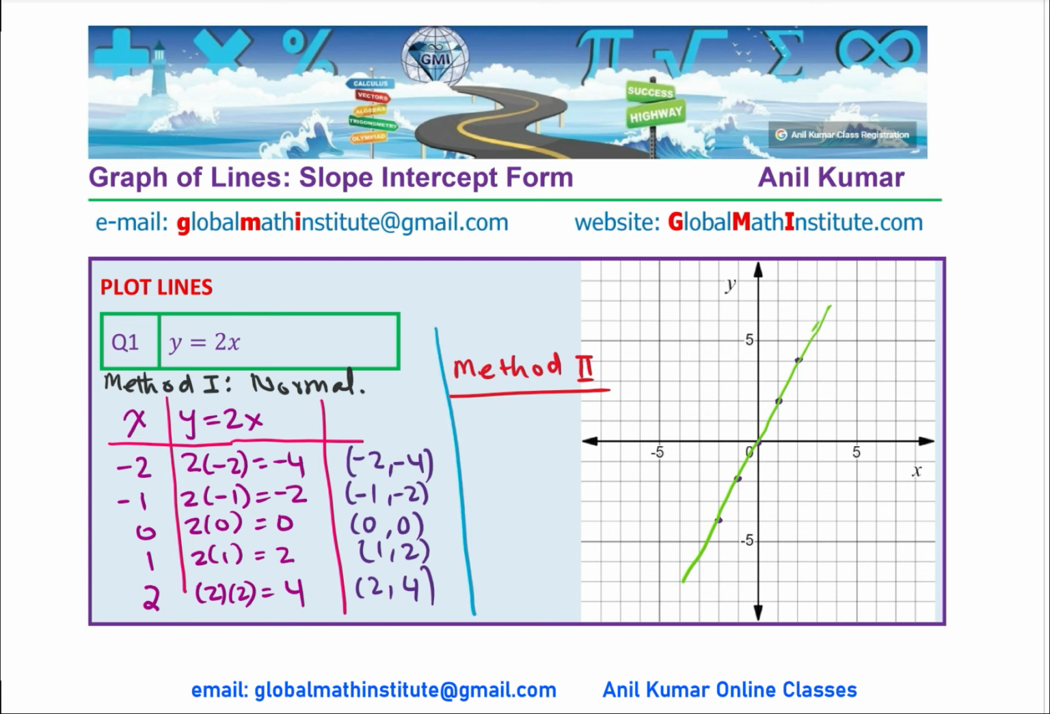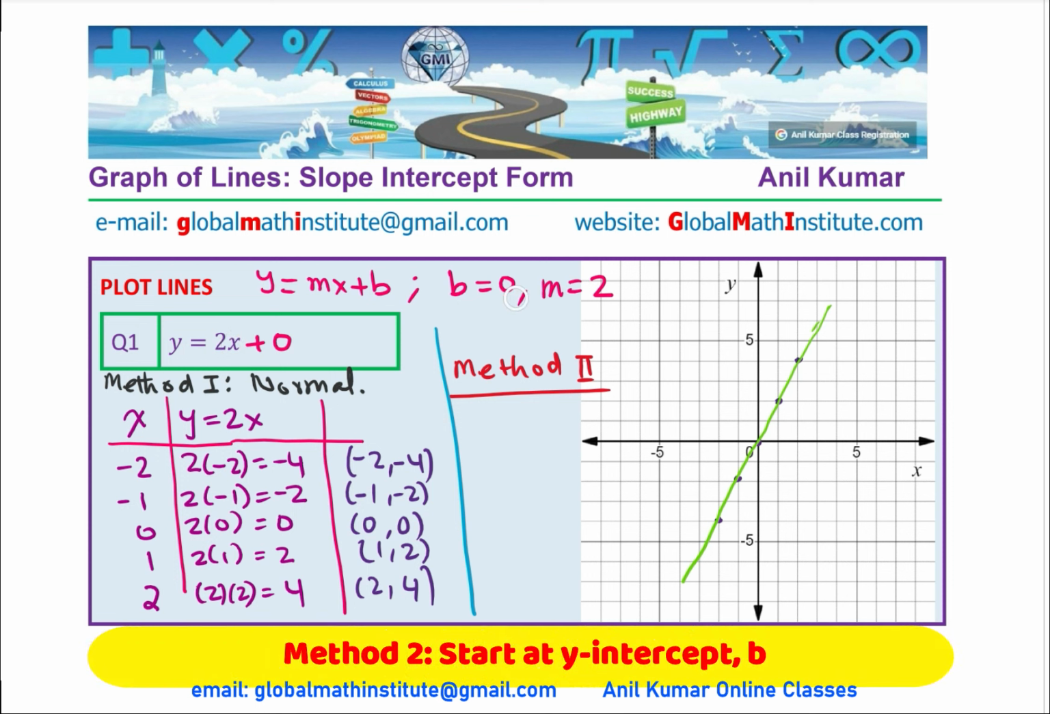Now in method 2, what we really do is we consider this line, which is of the form y equals mx plus b, right? So what is the y-intercept? In this equation, y equals 2x, b is equal to 0, and m is equal to 2, correct? Since it is 2x plus 0, do you see that? So you want to sketch this line, which is y equals 2x plus 0. So b, the y-intercept, is 0, and m, the slope, is 2, right?